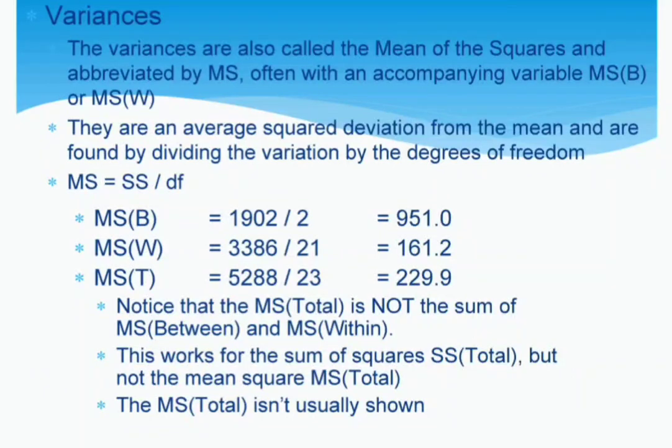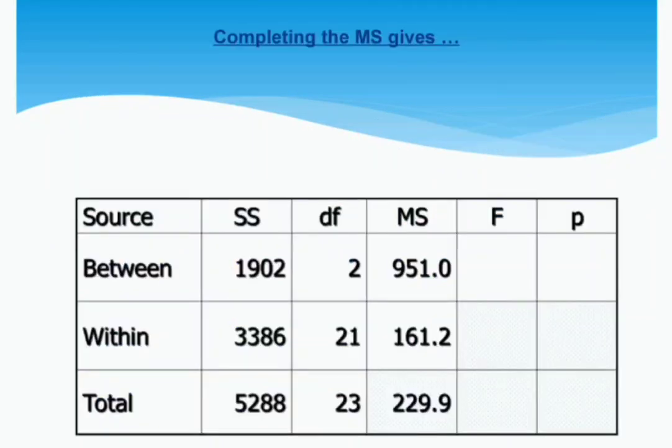So we'll get the answers, noting that the MS total is not the sum of MS between and MS within. That works for the sum of squares, SS total, but not for the mean square, MS total. The MS total is usually not shown. The next step is completing the MS given the data shown in the picture.